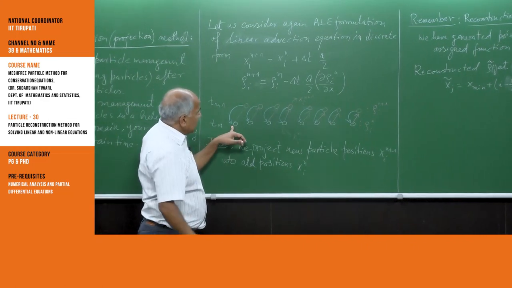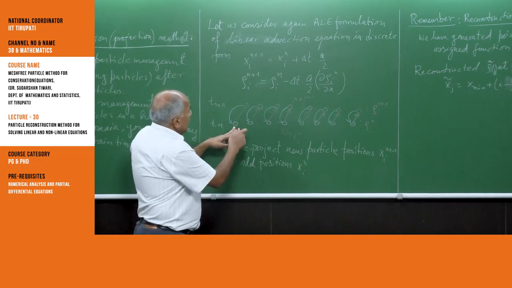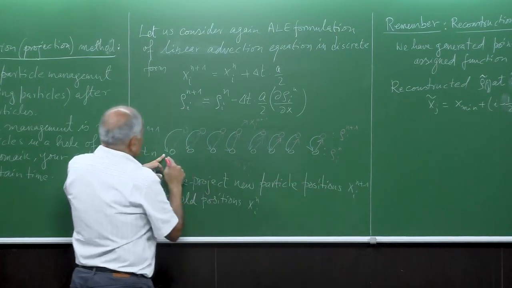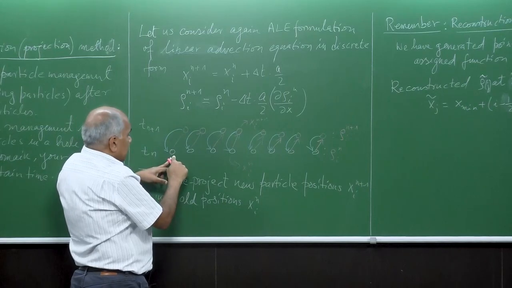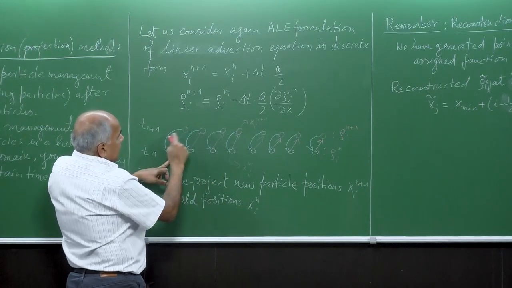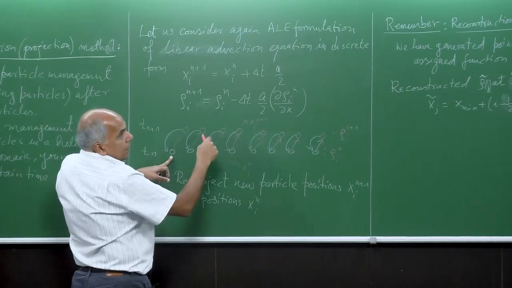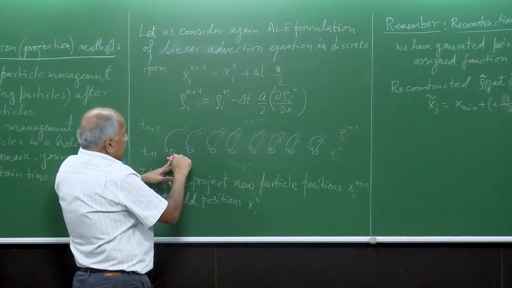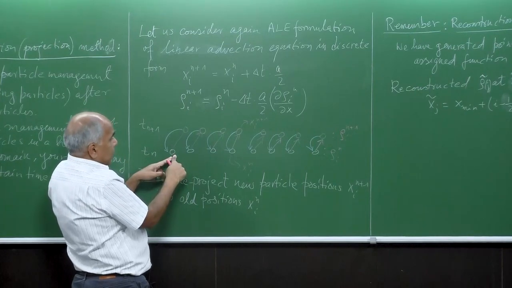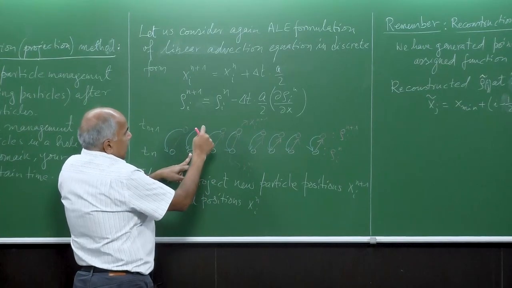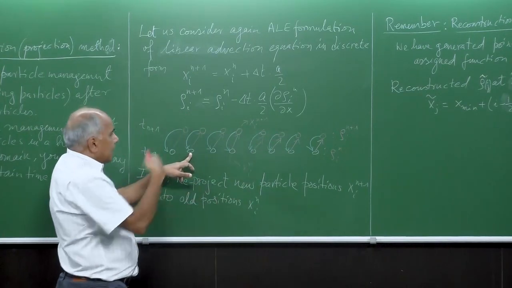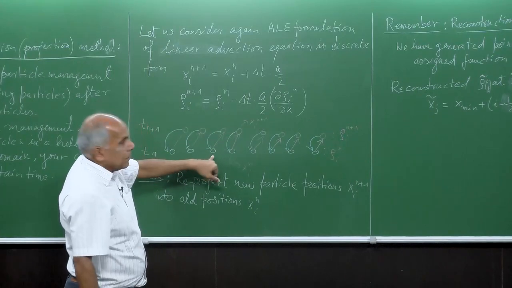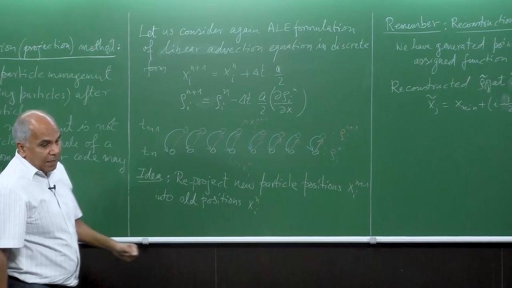It means I run over all old positions and look at the neighbors. The neighbors are not the x old I, but the x new I. So I go to x old 1 and look at its neighbors, only this one. From those neighbors, I minimize the least square error, and I assign the value at rho 1 at n plus 1. Then I go to the next point, look at its neighbors among all xi n plus 1, and interpolate the value from them, and so on. I call this the particle projection method.